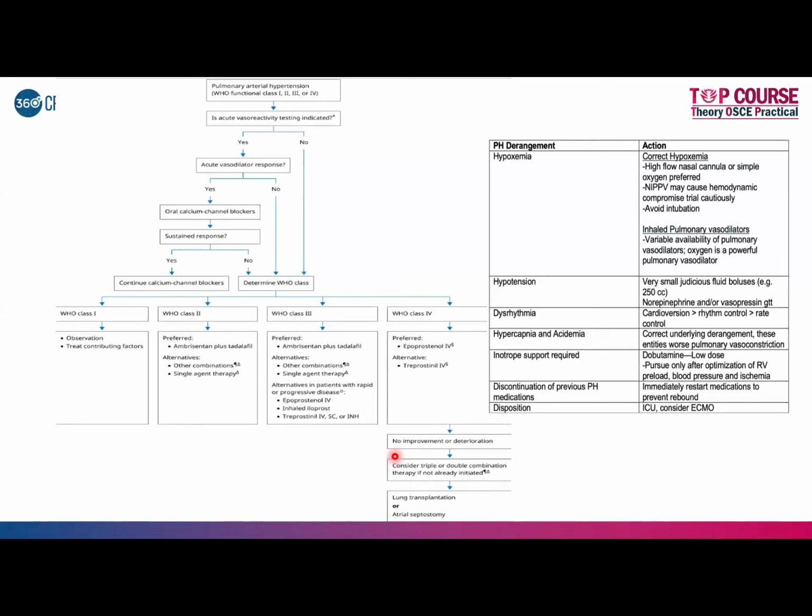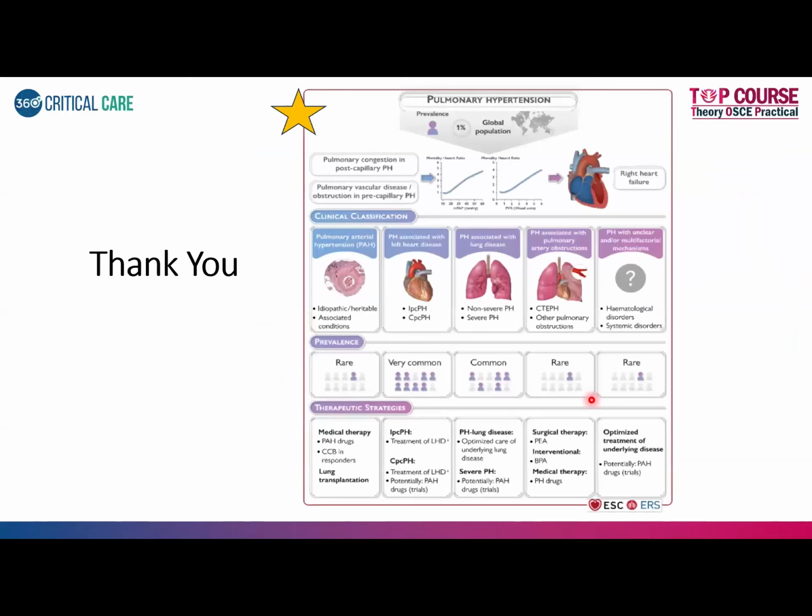Apart from that, the baseline measures for right heart failure all persist: treat hypoxemia with inhaled pulmonary vasodilators, treat hypotension with vasopressors as needed, treat arrhythmias, avoid hypoxia, hypercapnia, and acidemia, and provide inotropic support. Whatever we have learned in right heart failure will be needed here as well. And this is the star slide where you know the classification, and then we have the therapeutic strategies for each of them.